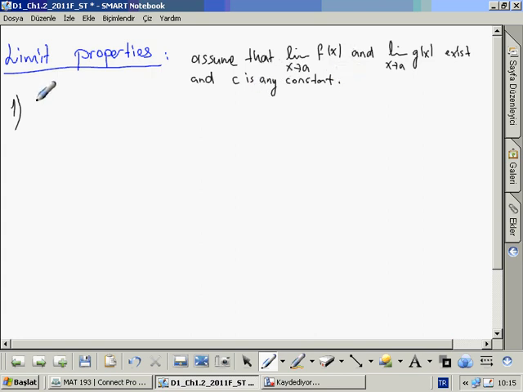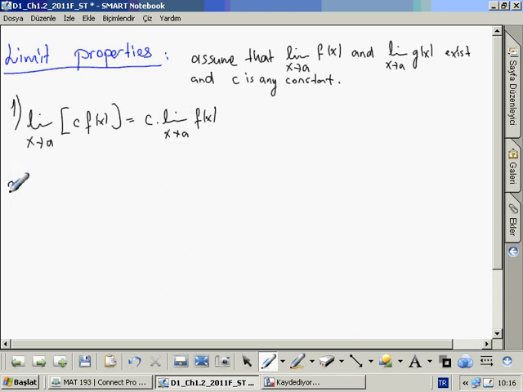Then first property: limit x equals to a of c times f of x equals c times limit x equals to a of f of x. In other words, we can factor a multiplicative constant out of a limit, okay?